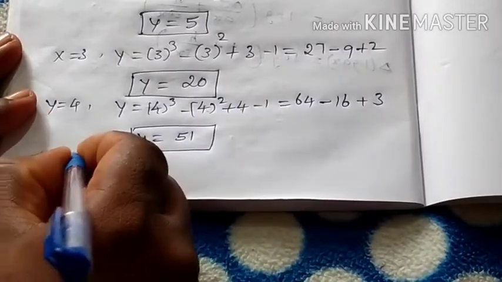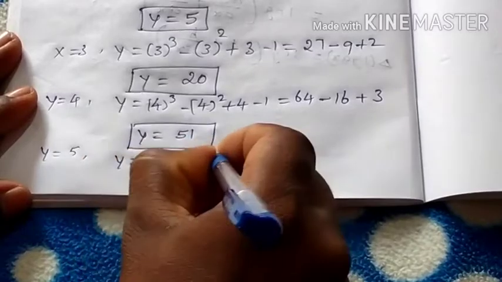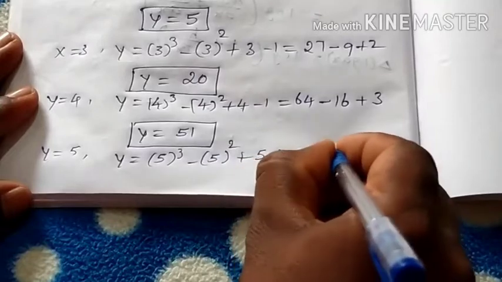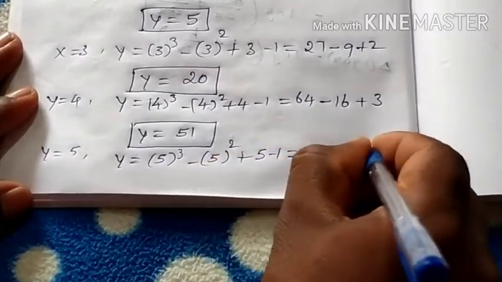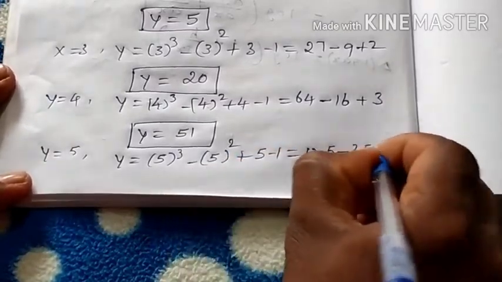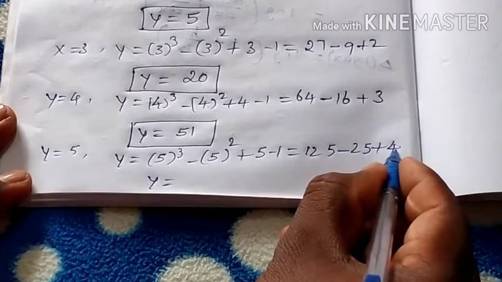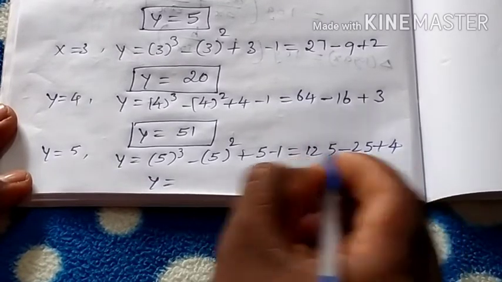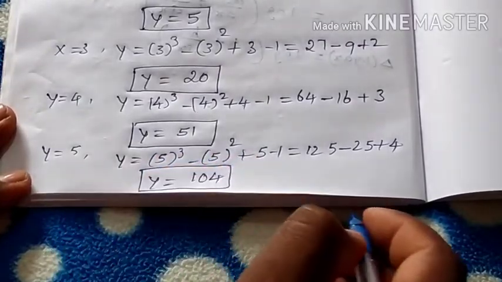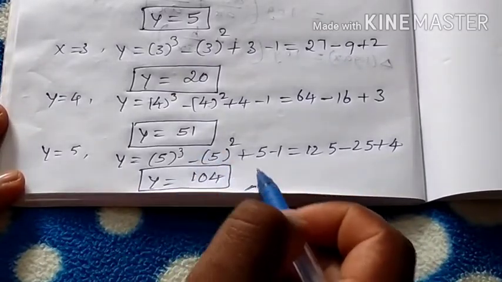Then x is equal to 5, y is equal to 5 cube minus 5 square plus 5 minus 1, which is equal to 5 cube is 125, minus 5 squared is 25, plus 5 minus 1 is plus 4. Y is equal to 125 plus 4 is 129, 129 minus 25 is 104. That's all. So the first question is over: calculate the value of y.